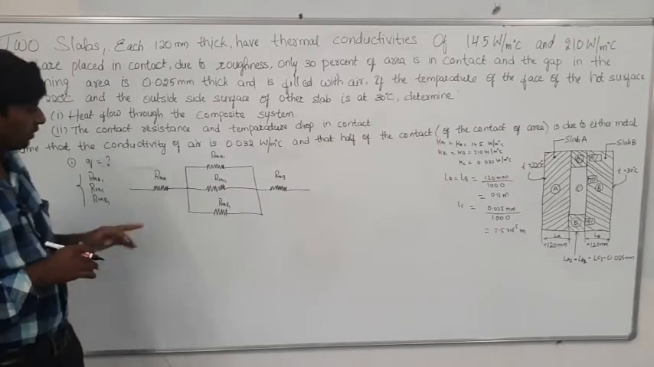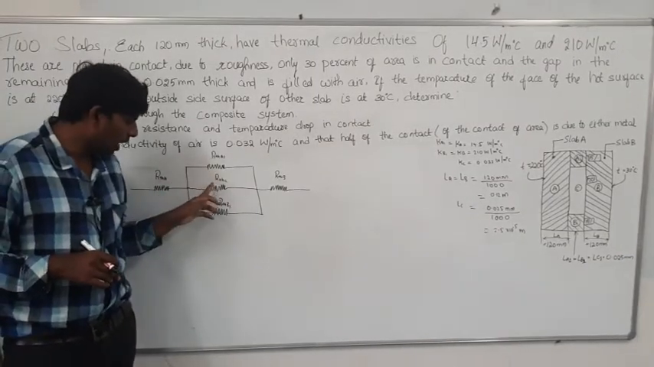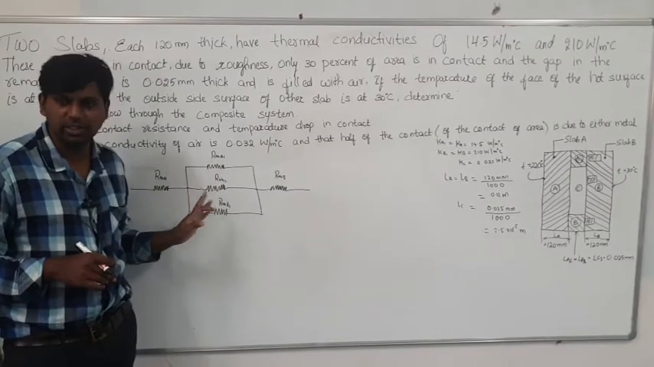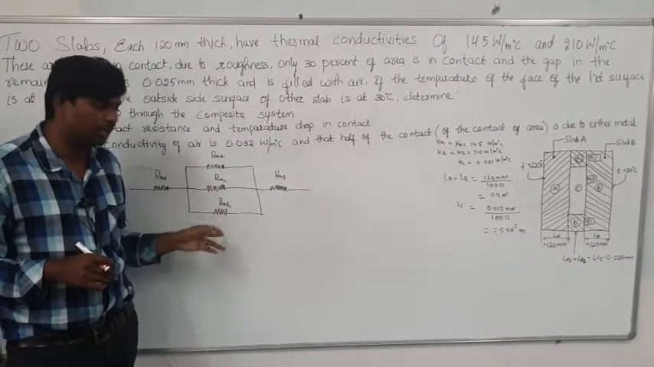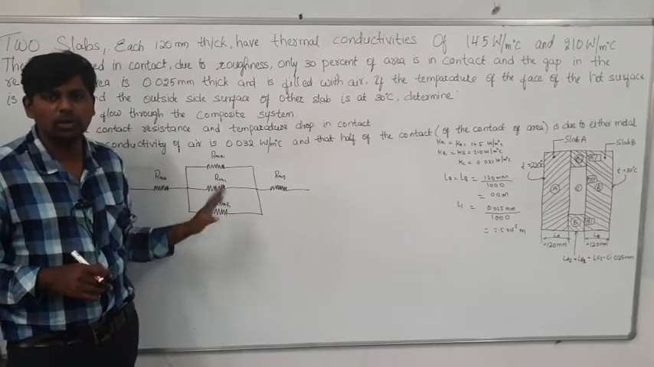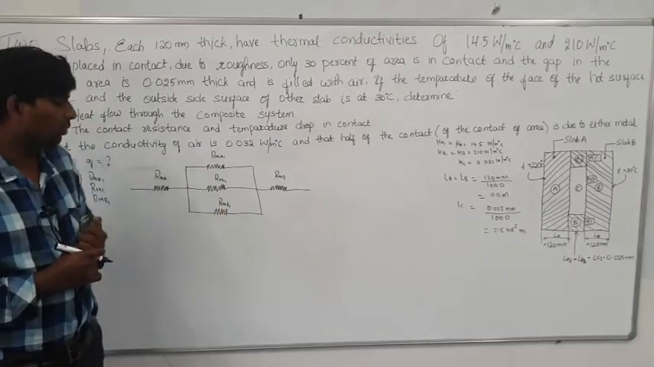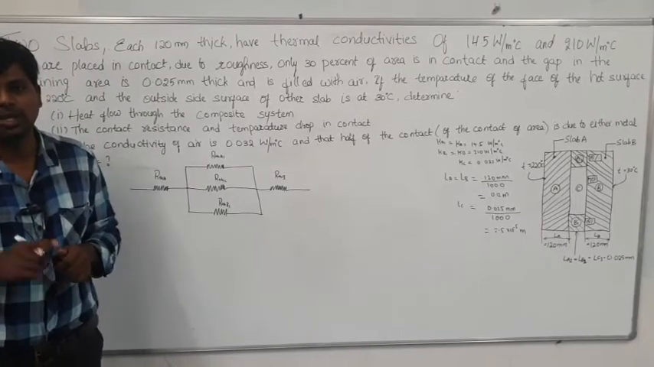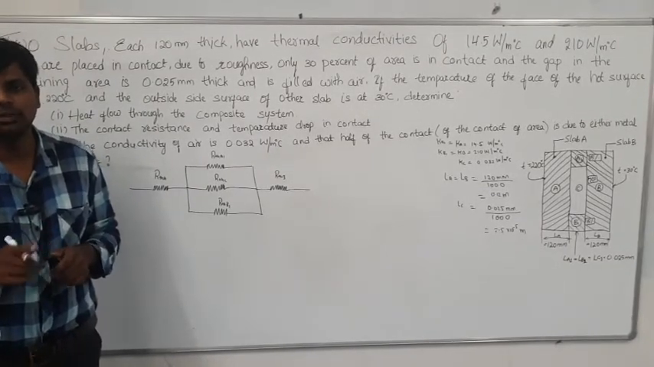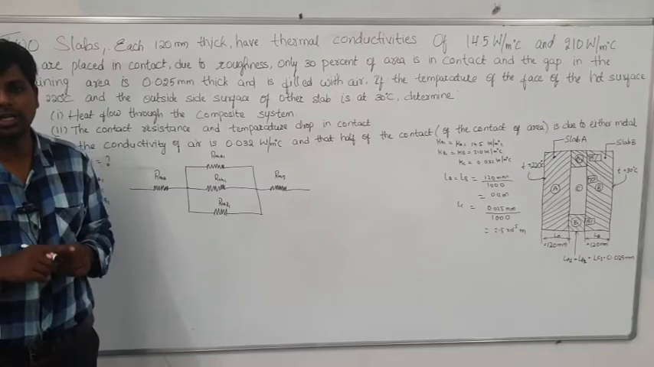After that, as you can see, here are Rth A1, RthC and RthB1. These three resistances are in parallel. First you have to convert them. Before converting, you have to find the values of RthA, RthA1, RthB, RthB1 and RthC.